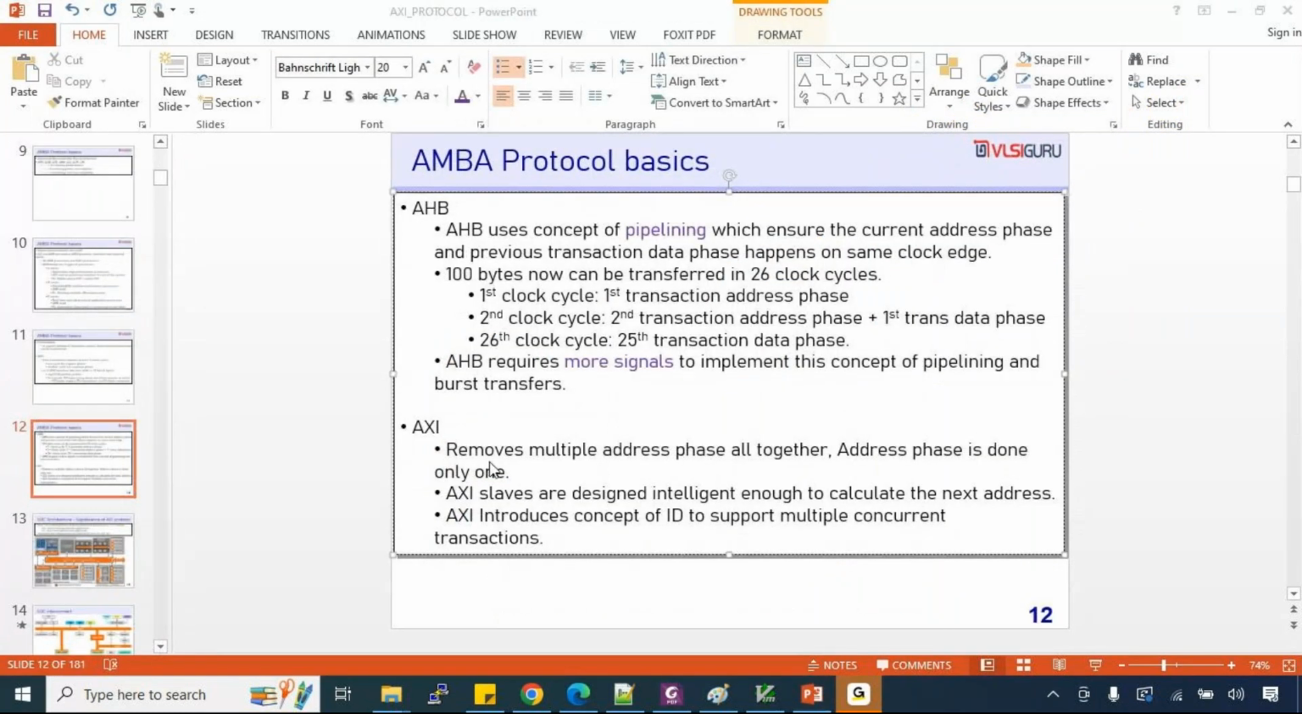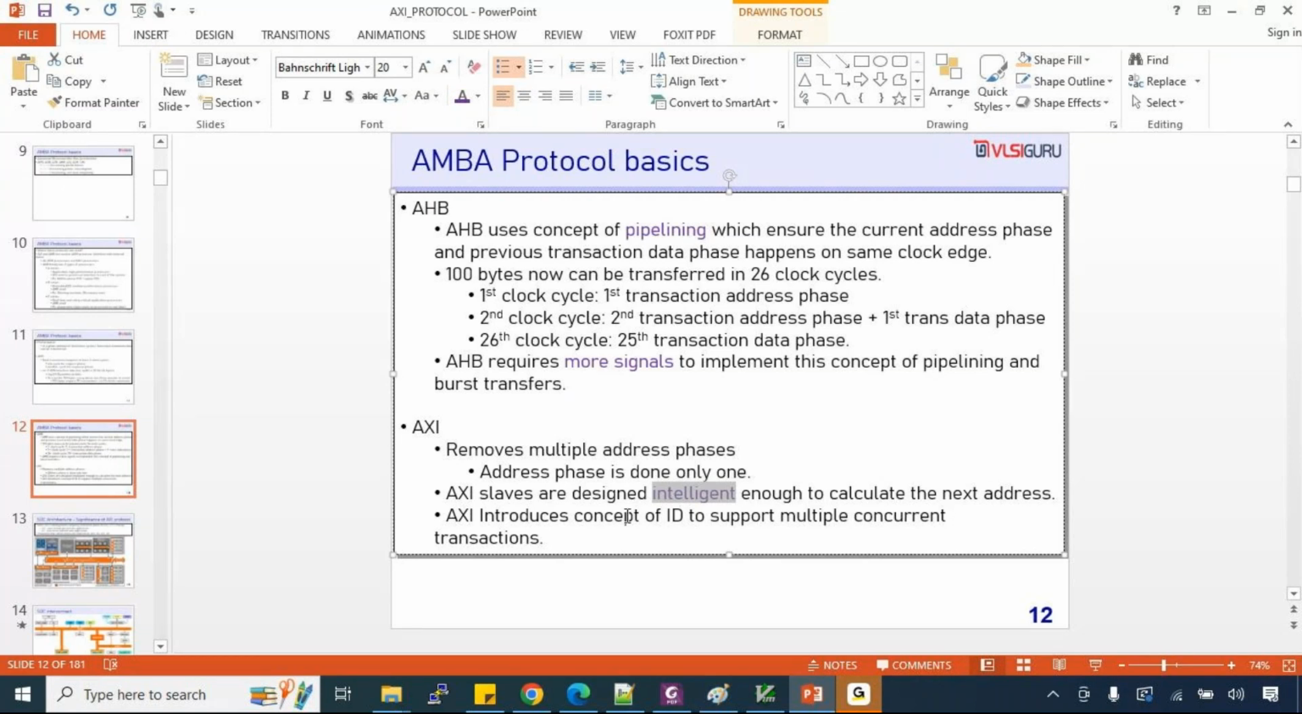AXI removes multiple address phases. Address phase is done only once. Next, AXI slaves are designed to be intelligent enough to calculate the next address automatically. Based on the initial information given to them, they can calculate the next address.